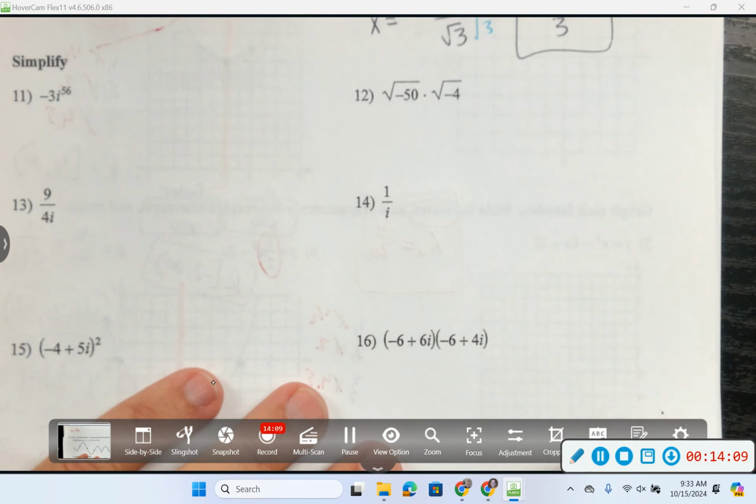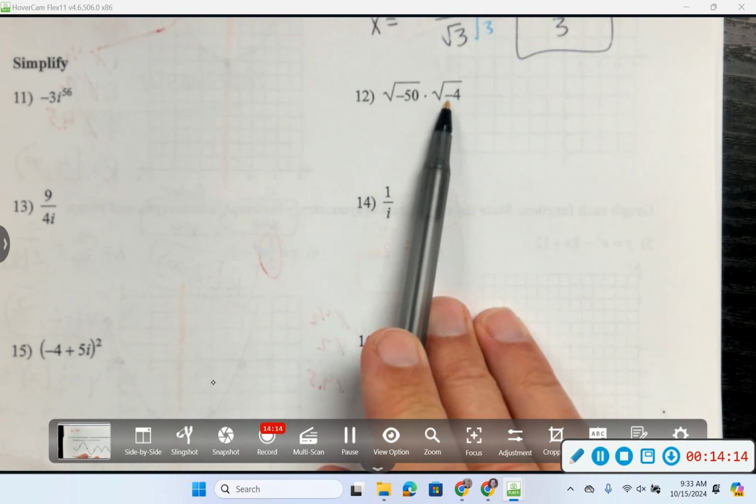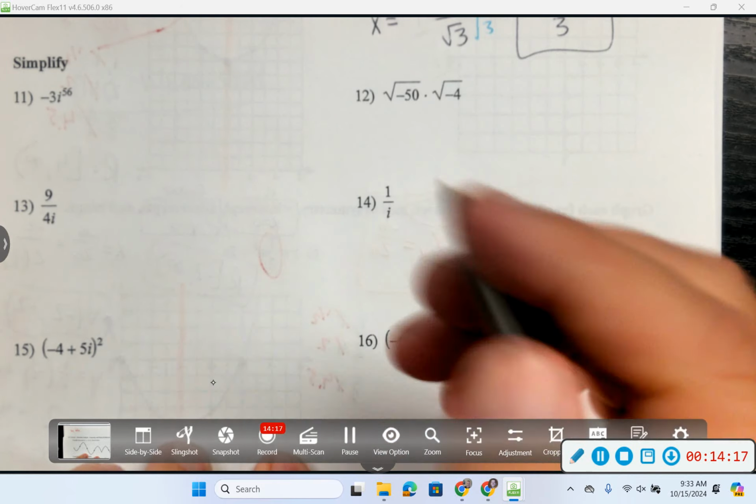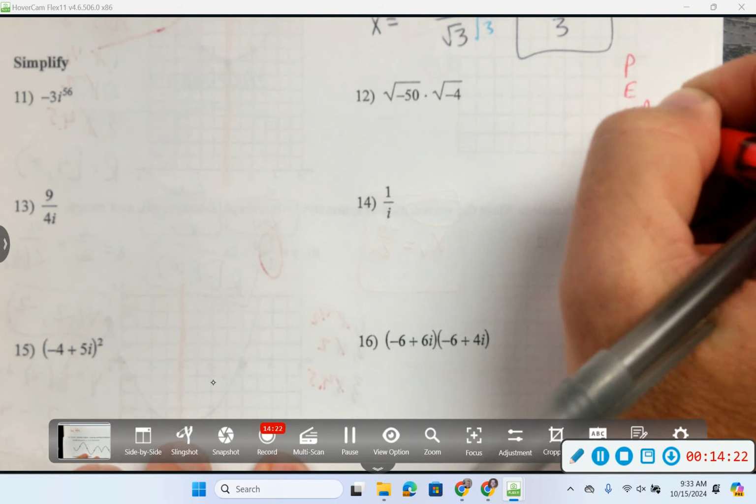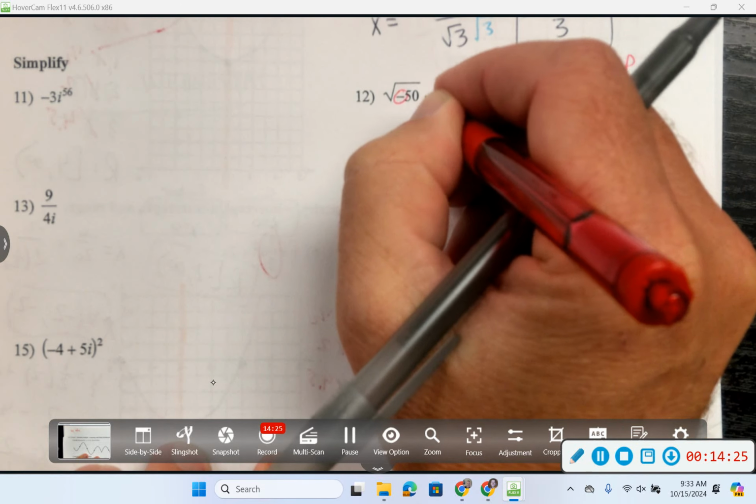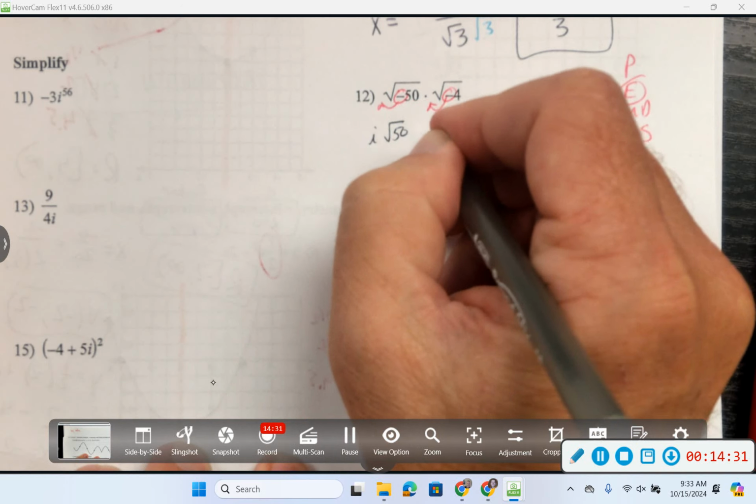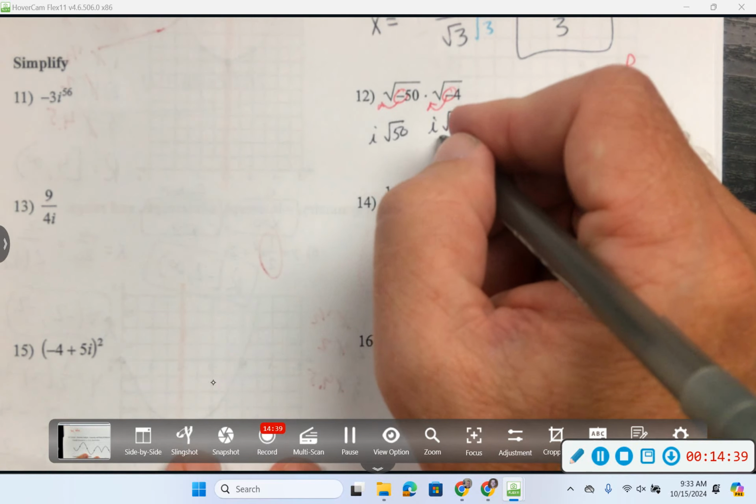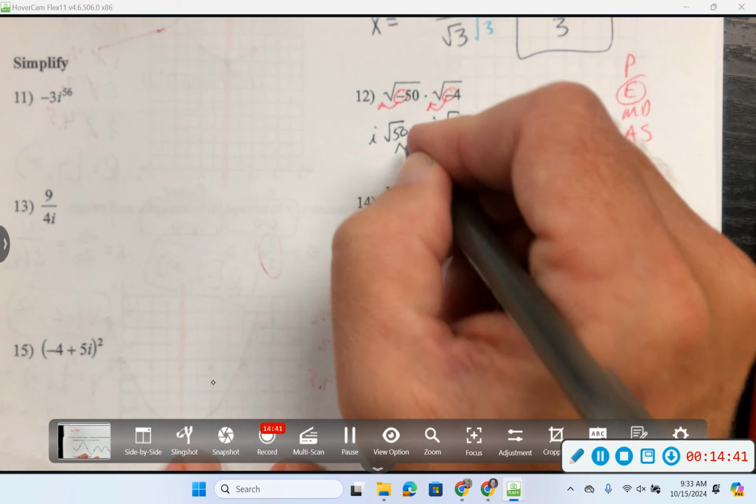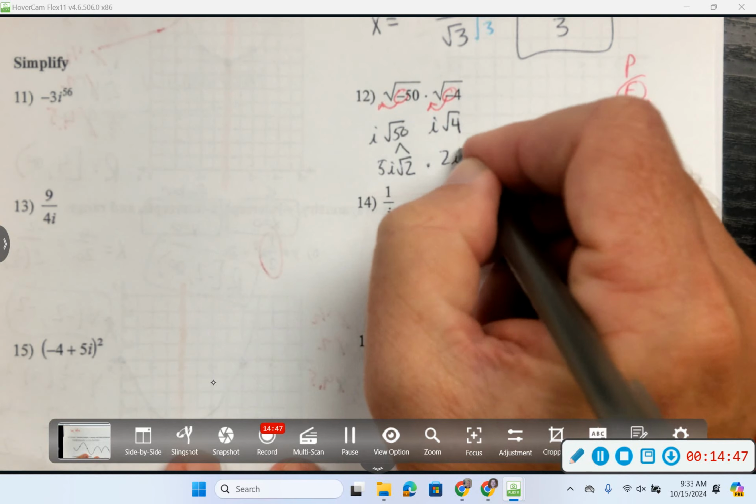Number 12. Okay, 12 is tricky because it's trying to bait you into multiplying those. You're like, oh, they're both in the root, I can multiply. Kind of. You better take care of the exponent thing first, which means take that i out. So i root 50, i root 4. So let's see, now we could simplify these. 5i root 2. Oh, that one's just 2i, that's nice.